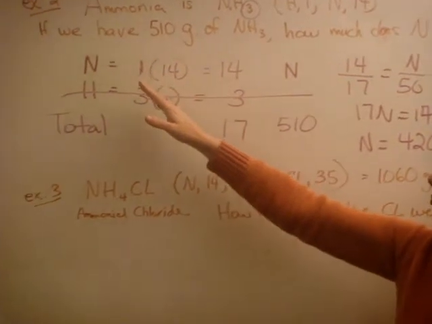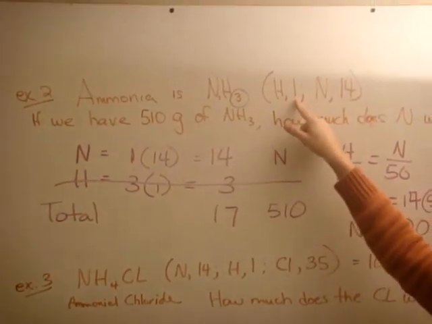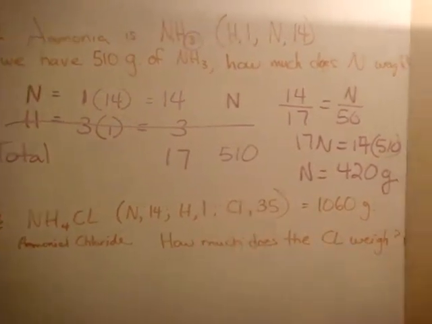So the main thing to learn in these problems is you have to take whatever the subscript is times the weight of that atom and put it in a proportion. So let's do one more before we move on to parallelograms.